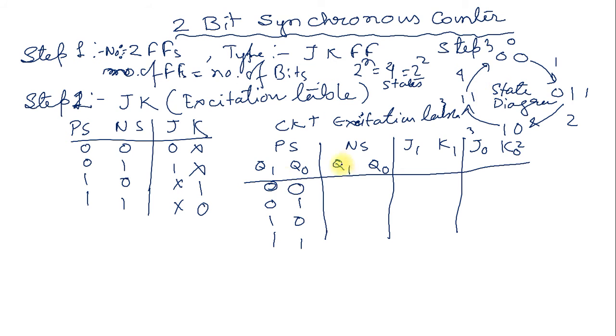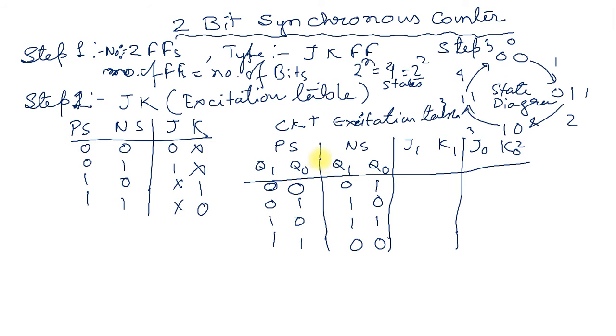So if we match this state diagram with this circuit excitation table, first 0 0, the next state of this 0 0 is 0 1. So 0 1, when I am in 0 1, the next state is 1 0. When present state is 1 0, next state is 1 1. And when present state is 1 1, next state is 0 0. So based on this, we can write the J1 K1, J0 K0 by matching this excitation table of JK flip-flop.